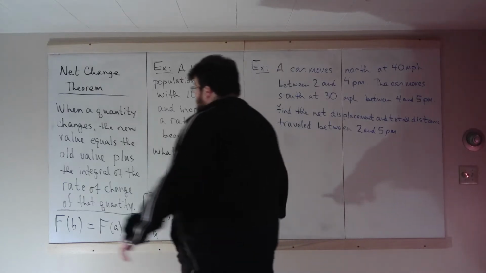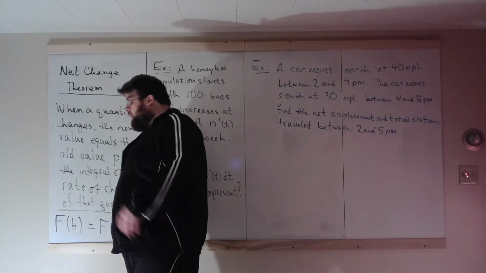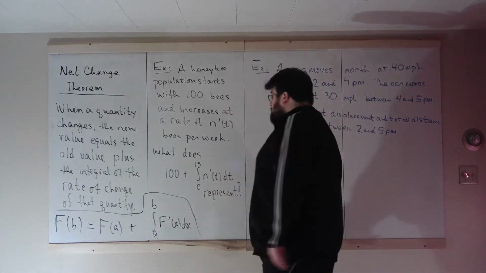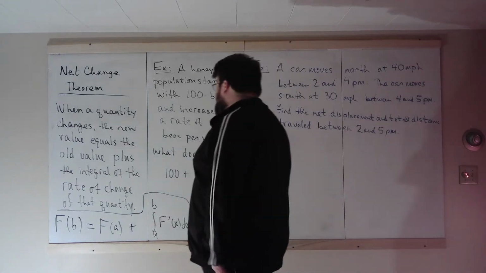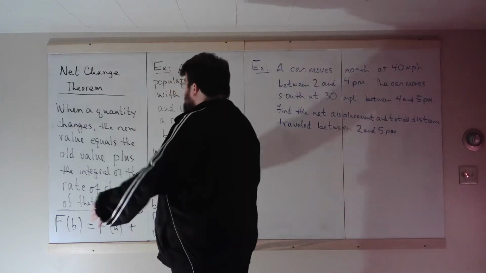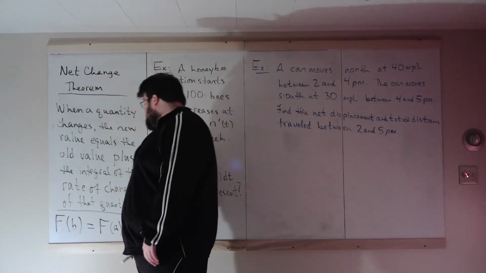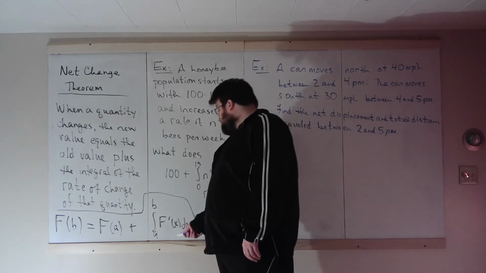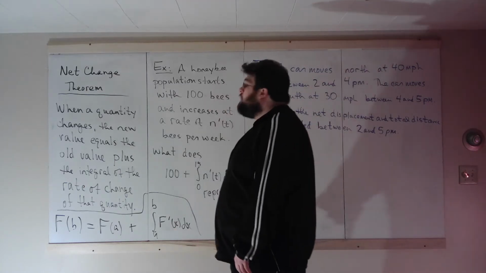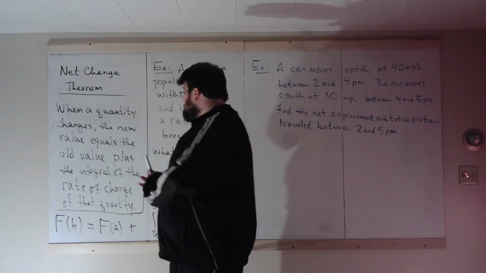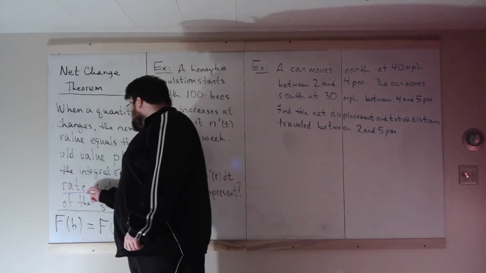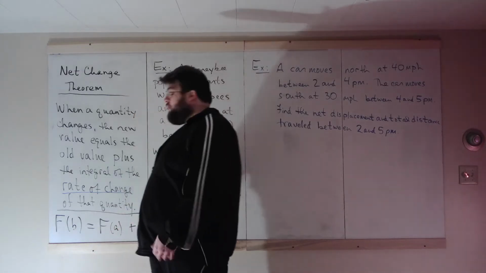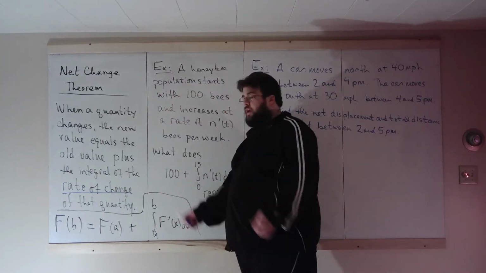And if our new value occurs at B and our old value occurs at A, as we've been doing in the second part of the fundamental theorem of calculus, this sentence translated into math is f of B equals f of A plus the integral of f prime of x dx, the integral from A to B. And of course, f prime is the rate of change of this quantity. This quantity is measured by f. So the new value equals the old value plus the integral of the rate of change.